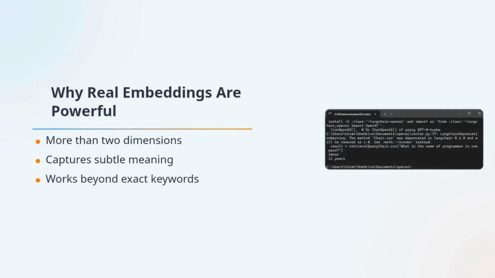The visual example is useful, but real-world embeddings are much richer. They do not depend on just one or two dimensions like age or gender. Instead, they capture many subtle patterns in language or other data. That is why embeddings can help systems understand that two different phrases may mean nearly the same thing, even if they do not share the same keywords. This is one of the biggest reasons semantic systems are so useful.